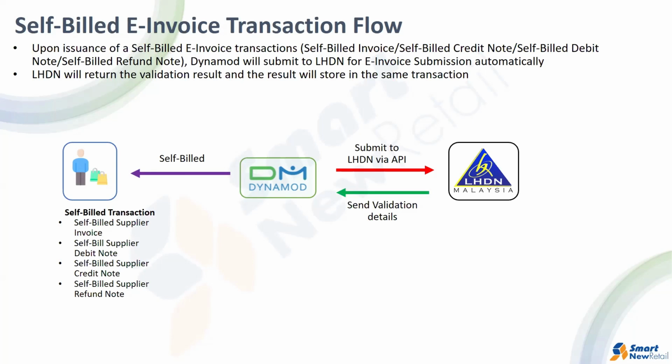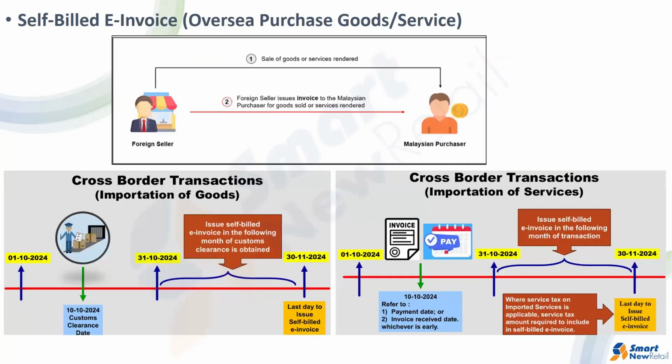So for self-bill transactions, we have the supply invoice, supply debit note, supply credit note, and also the supply refund note.